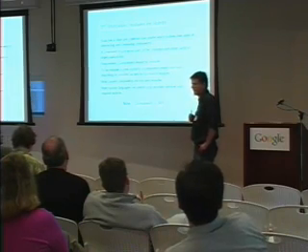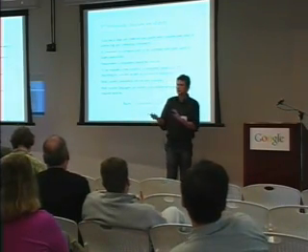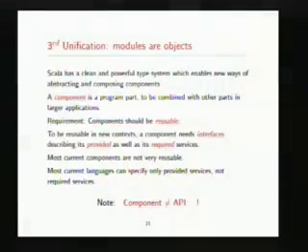So the third unification. So far we have talked about programming mostly in the small. How can we play with functions, pattern matching, things like that. The last thing I want to talk about is programming in the large, where Scala actually has a quite clean and powerful type system, which gives you new ways to abstract and compose components. So what's a component? Well, this is just the program part that you want to combine with other parts in bigger applications or in bigger components.